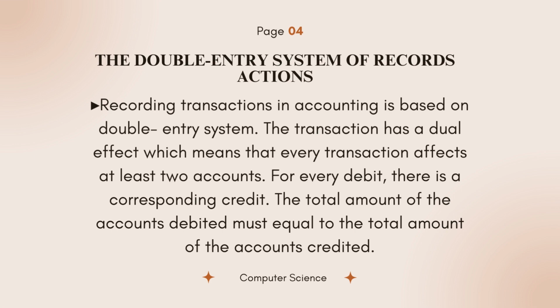So, the double entry system of recording transactions: it records transactions in accounting based on a double entry system. For every debit, there is a corresponding credit, so the total amount of the accounts debited must equal the total amount of the accounts credited.